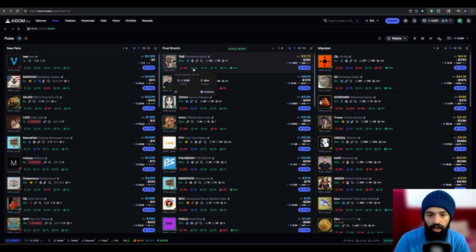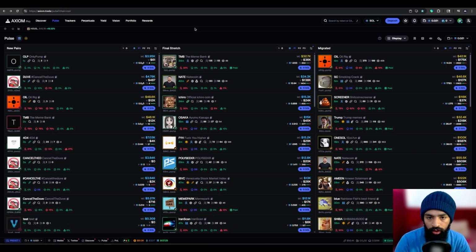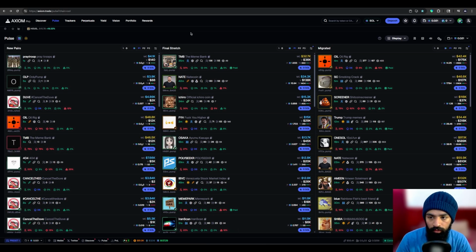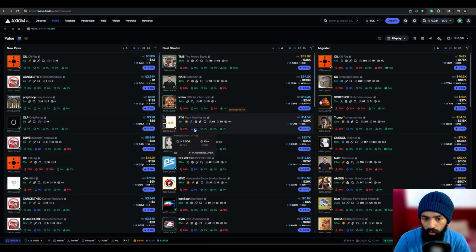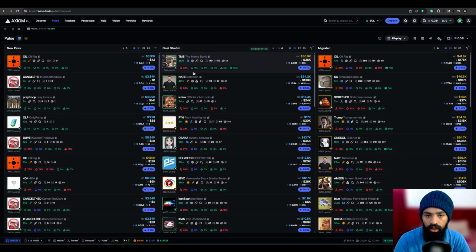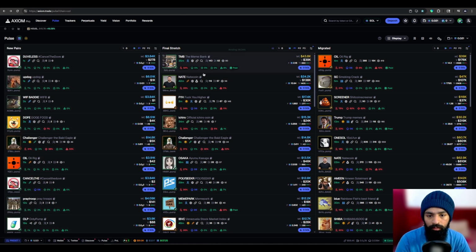The next one is what percent the developer is holding. So for this one, developer holding 0%. You ideally don't want the developer holding any, and you'll see this DS symbol. Basically, the developer isn't holding anything, so the developer has sold. This developer is holding 0%.